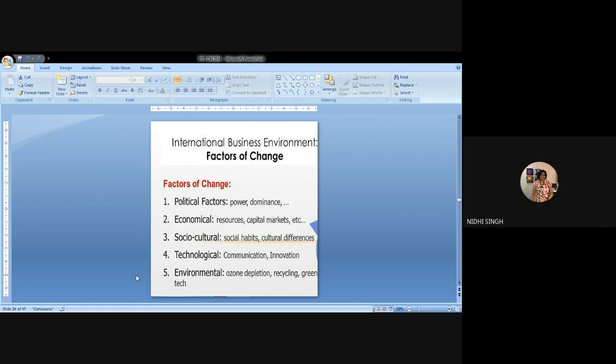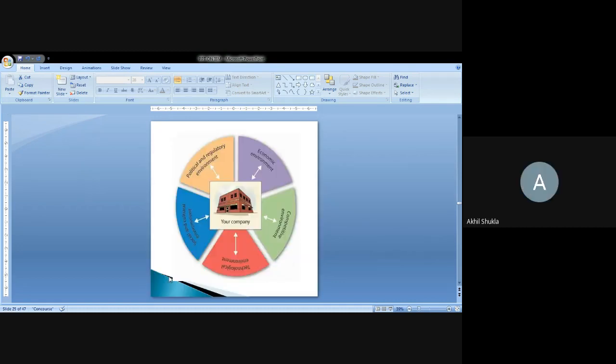They were termed like macro, micro also, na? You all remember? Yes, madam. So we describe the environment in terms of micro and macro. What was macro?